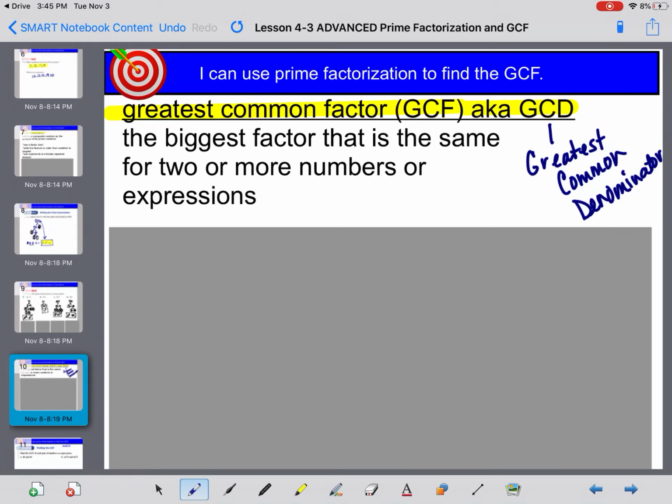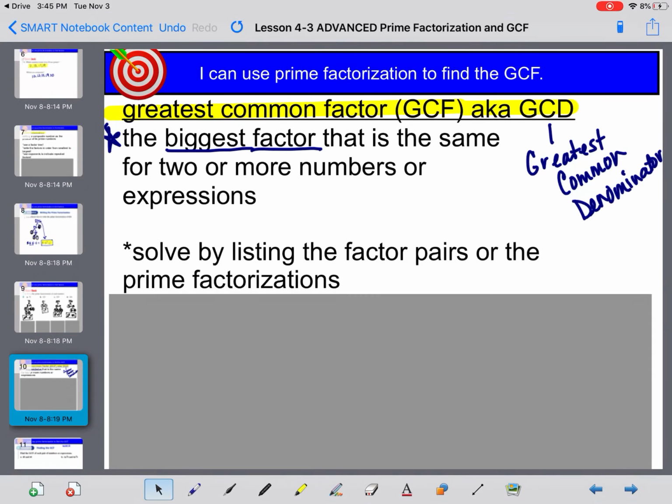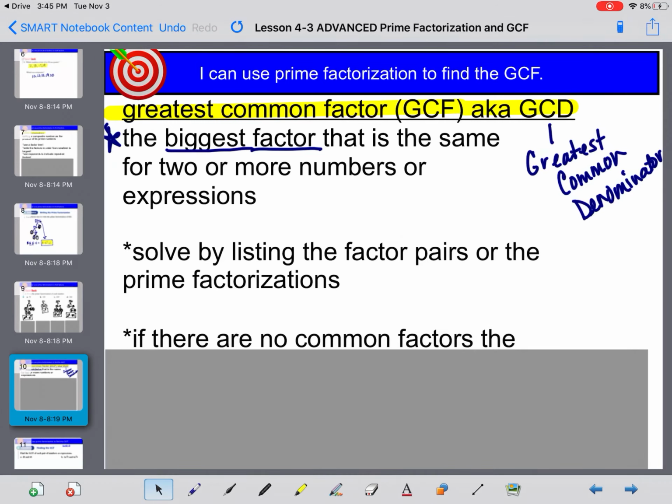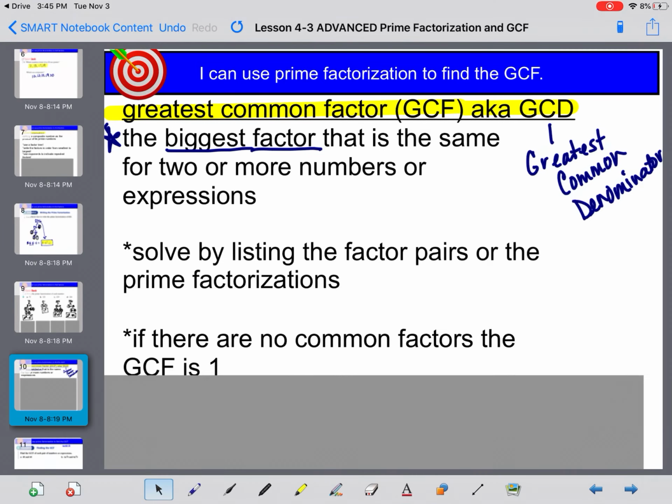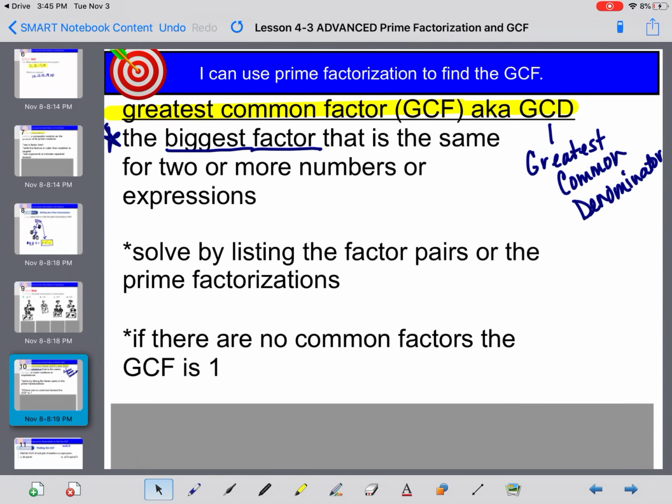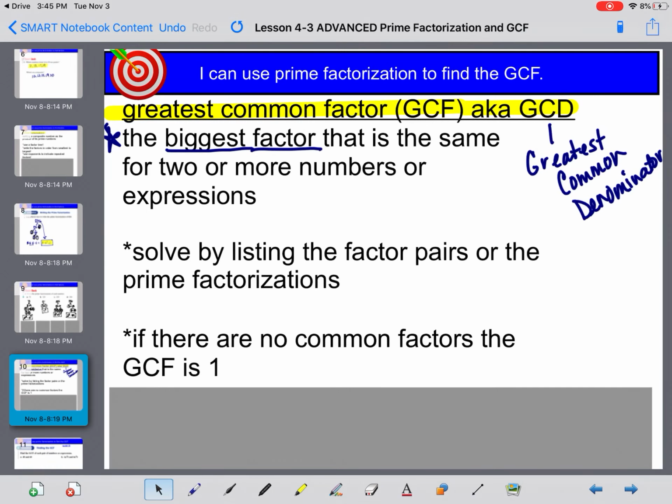So what is it? Now, this is going to be on your quiz where you will have to give the definition of the greatest common factor. It is the biggest factor that is the same for 2 or more sets of numbers or expressions. You can solve by listing the factor pairs in the prime factorization. If there are no common factors, the greatest common factor is 1.